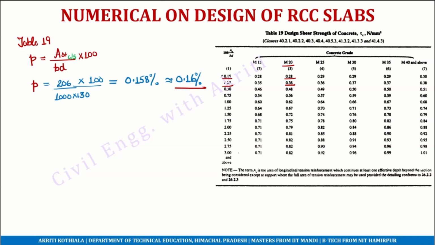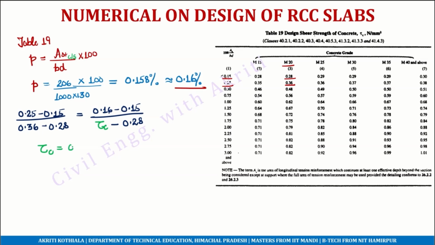So calculating that, we prepared the equation and calculate the tau c is equal to 0.29 Newton per mm square. So this is the value of the shear resistance provided by, or shear strength provided by, concrete for a percentage of steel corresponding to 0.16%.